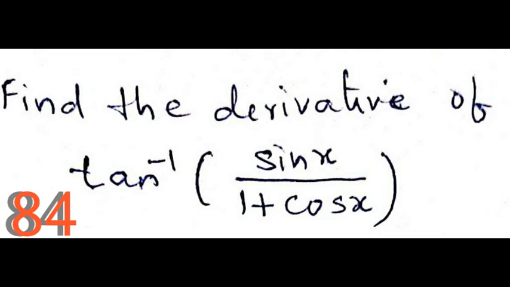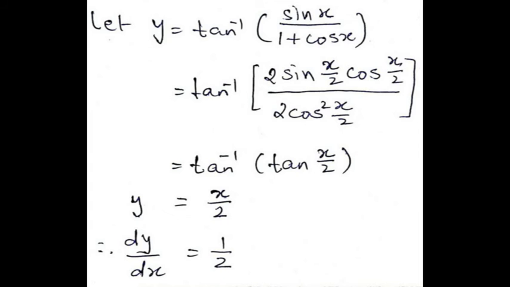Find the derivative of tan inverse sin x divided by 1 plus cos x. Sin x is equal to 2 sin x by 2 cos x by 2 and 1 plus cos x is equal to 2 cos square x by 2. Substituting, we get y is equal to tan inverse tan x by 2, which is equal to x by 2. Therefore, derivative of x by 2 is 1 by 2.